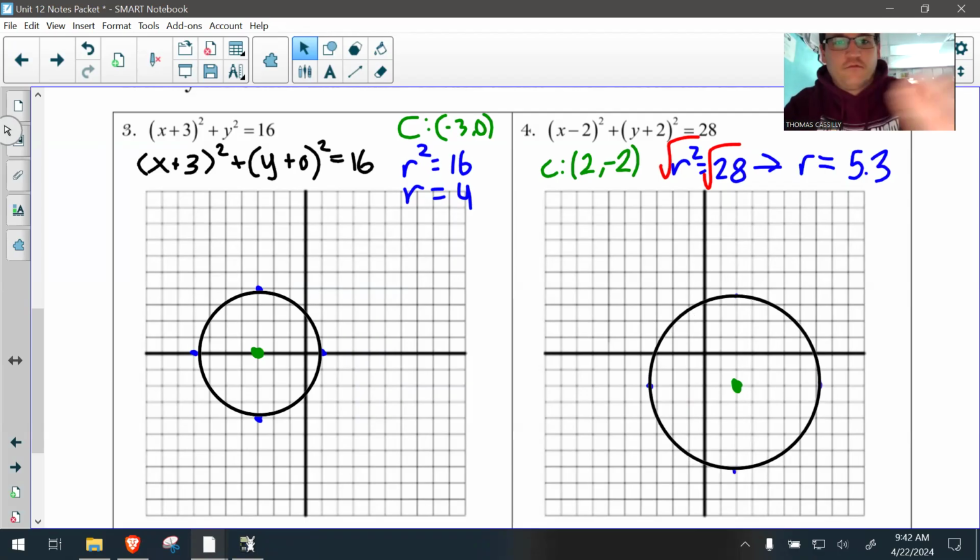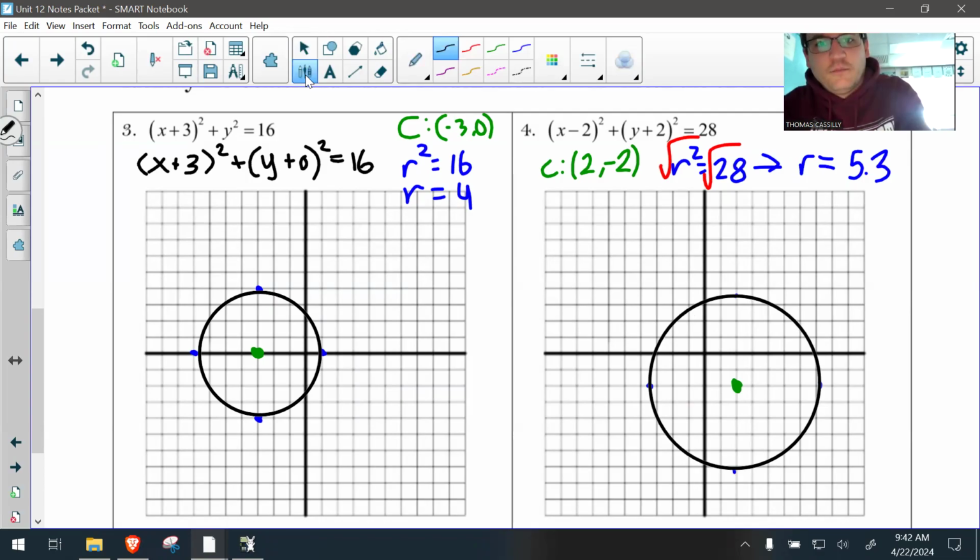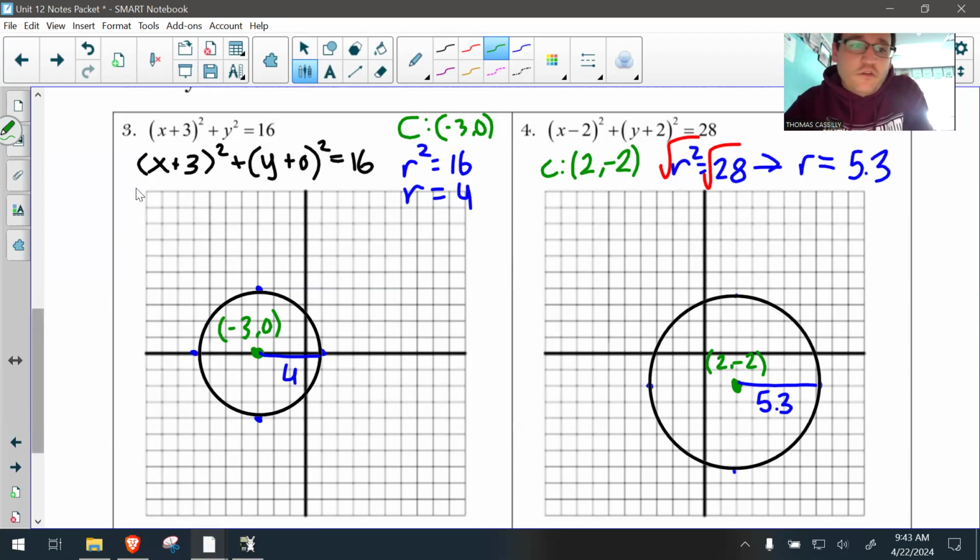And there we have it. That's really all we need to say about these. Maybe here, identify that this is 4. Identify that this one is 5.3. Identify your centers, we might as well. So this point is at negative 3, 0. And this point is at 2, negative 2. And that's just how we look at the equations and we graph them.